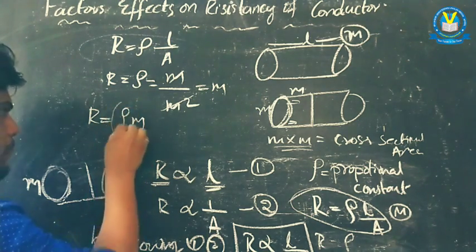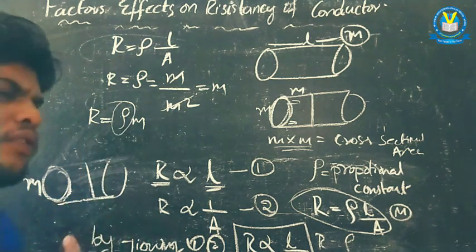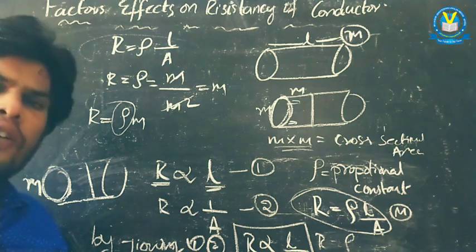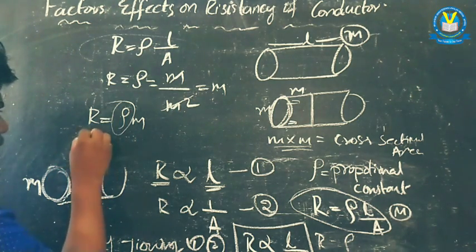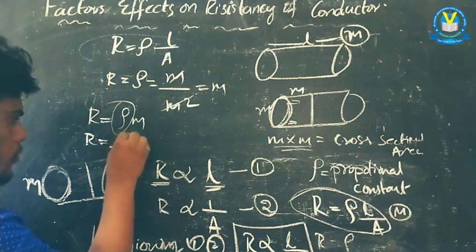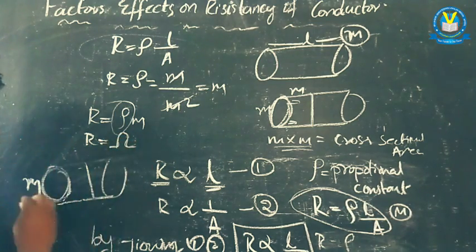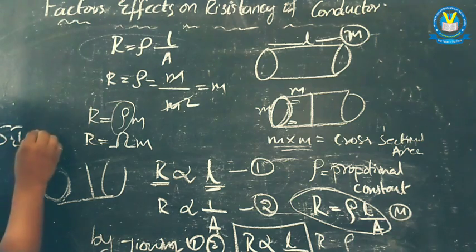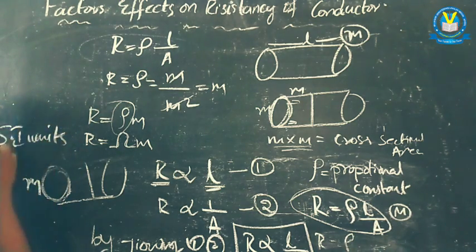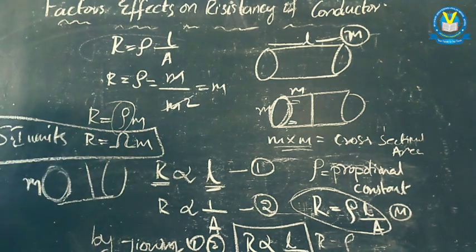So rho is a proportional constant. The unit of resistance is ohms, so by removing the constant here, R equals ohms, and rho has the unit ohm-meters. This is the symbol of ohms. So these are the SI units of resistance.